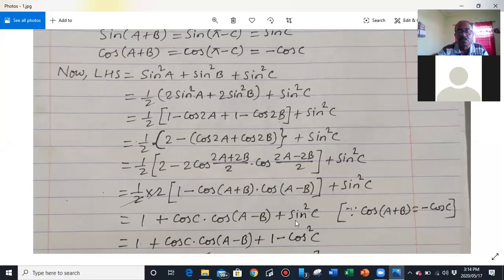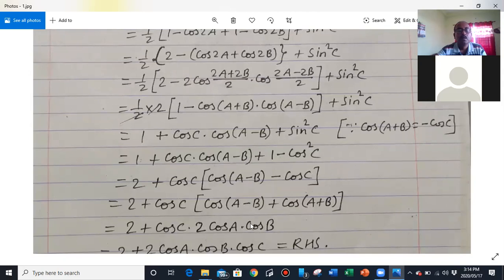Now here you got cos c, here you have sin square c. So let us change this: 1 minus cos square c. Here the hint is given. Now 1 plus 1 is 2, plus cos c, and cos c is common: cos a minus b minus cos c. This 1 is here added with 1, became 2.